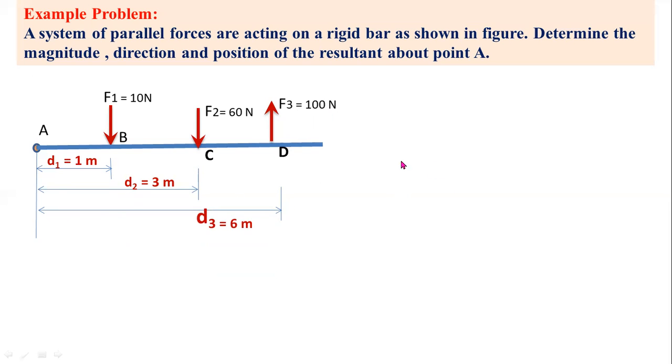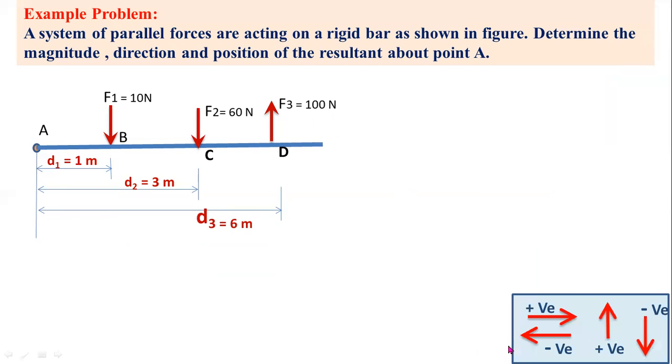For this force system, first you have to calculate the magnitude and direction of the resultant. For determining the magnitude of the resultant, you have to consider these sign conventions. For right side direction, positive sign. For left side direction, negative sign. For upward direction, positive sign. For downward direction, negative sign. These are the important sign conventions.